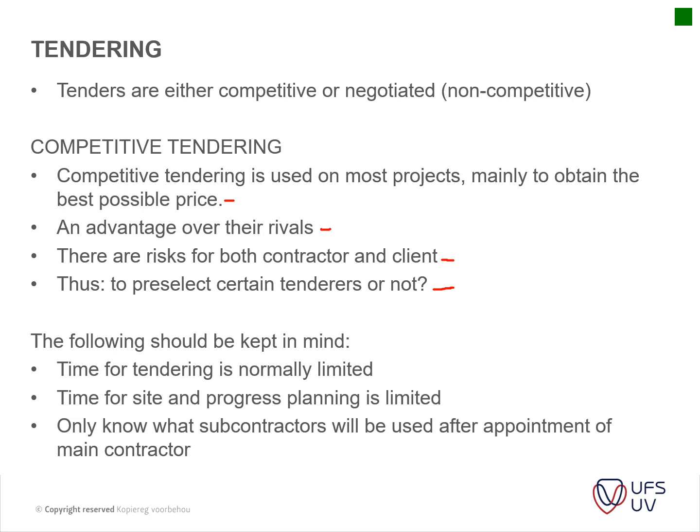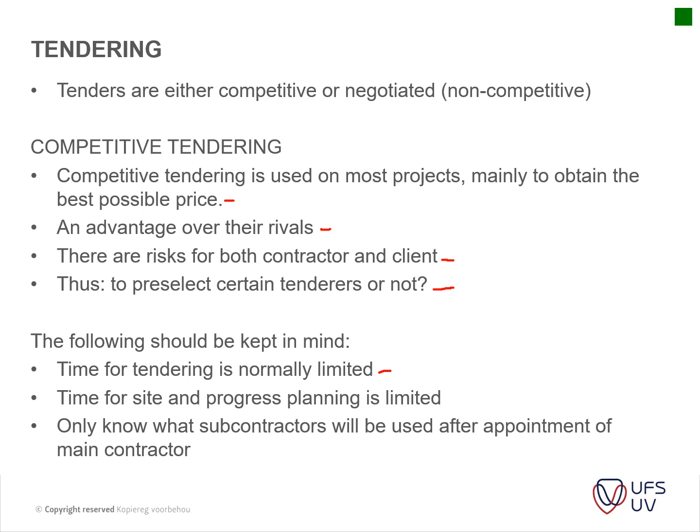Whenever you consider competitive or negotiated tendering methods, you should keep in mind that the time of tendering is normally limited, so you can't go out on an elaborate tender process, because usually developers want to either occupy the house because they don't have another place to stay, or they need to get occupants in a commercial building because they want to start generating income through that.